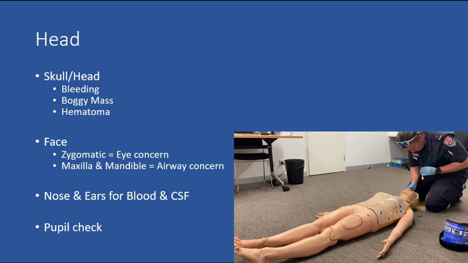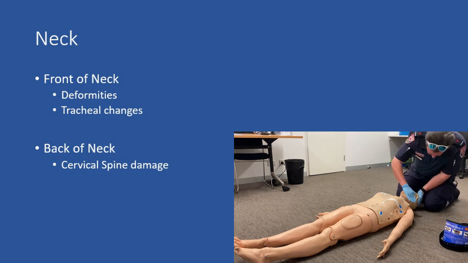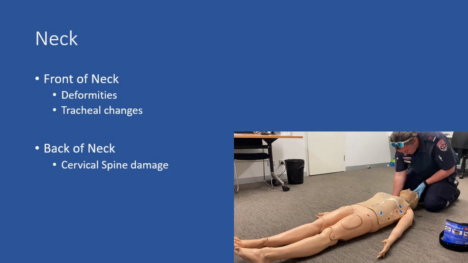This is important to pass on to the receiving hospital. And a pupil check and reaction to light will aid in determining traumatic brain injury. At the neck, we look for abnormalities that could impede the airway and advanced airway management. We feel down the spinous process of the cervical spine to feel for abnormalities to indicate a spinal injury.